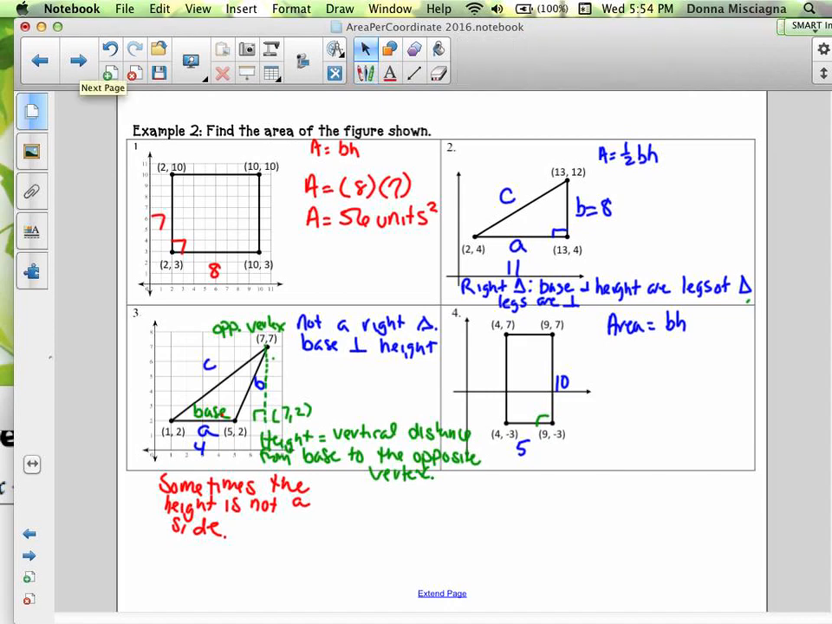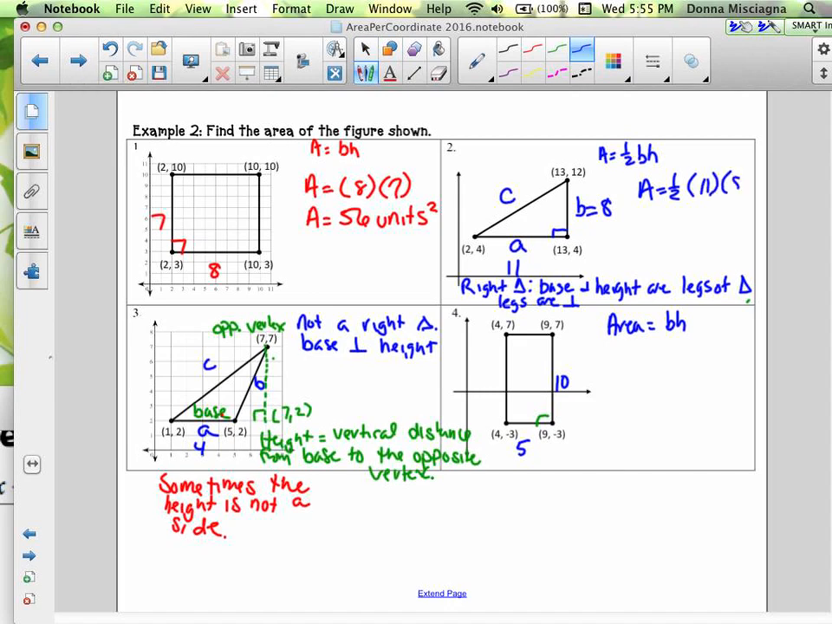Next to it, we have a right triangle. For a right triangle only, the base and height are the legs of the triangle, because those legs are perpendicular to one another. So our area is just going to be 1/2 times 11 times 8. Half of 8 is 4, and 4 times 11 is 44 units squared.